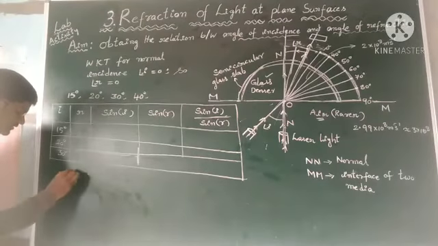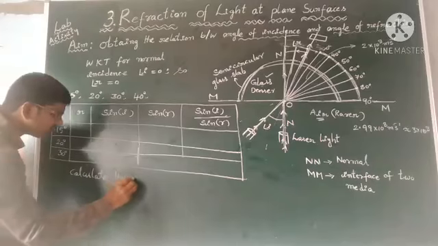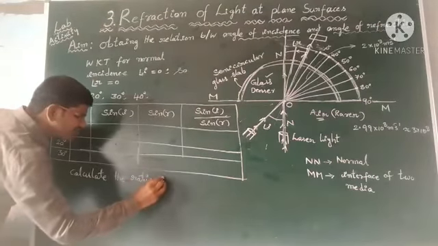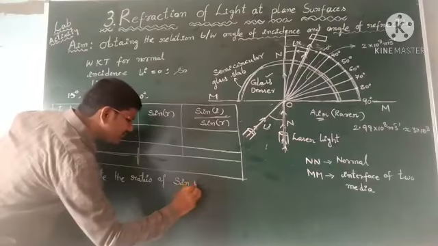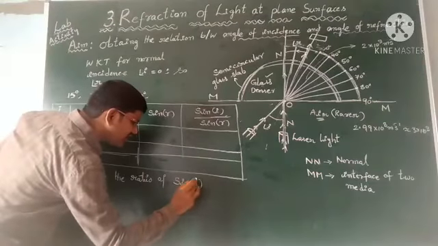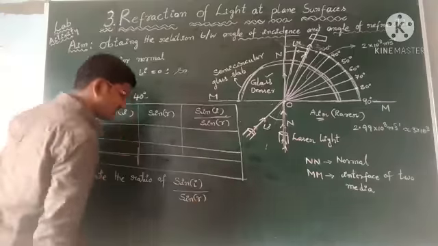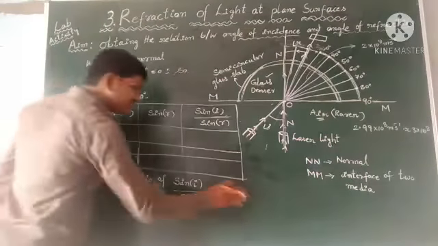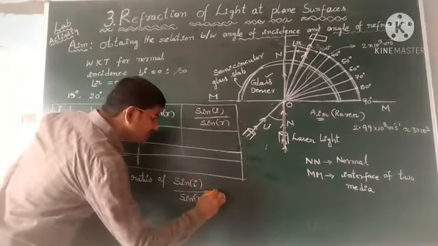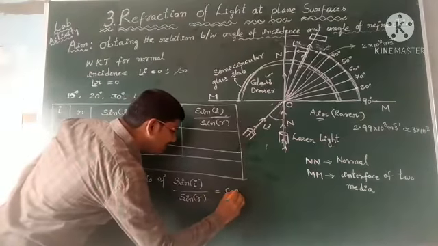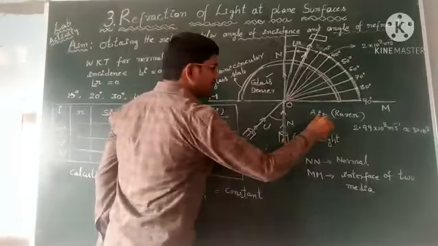Evaluate means calculate. Calculate the ratio of sin I by sin R for every I and R. For every I and R you calculate, you will find that it always remains constant for a given pair of media. So what is the given pair of media?